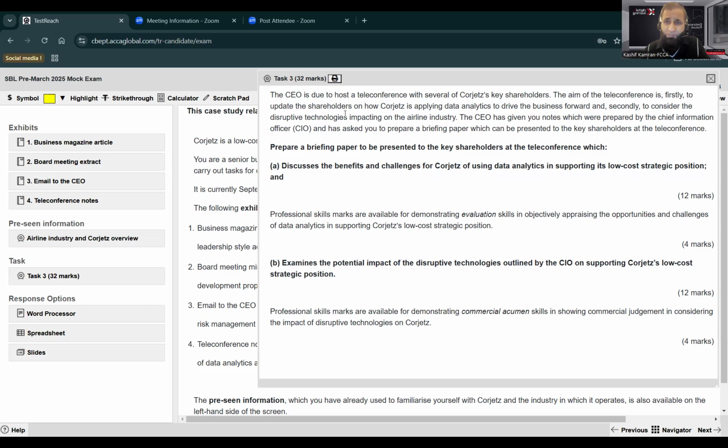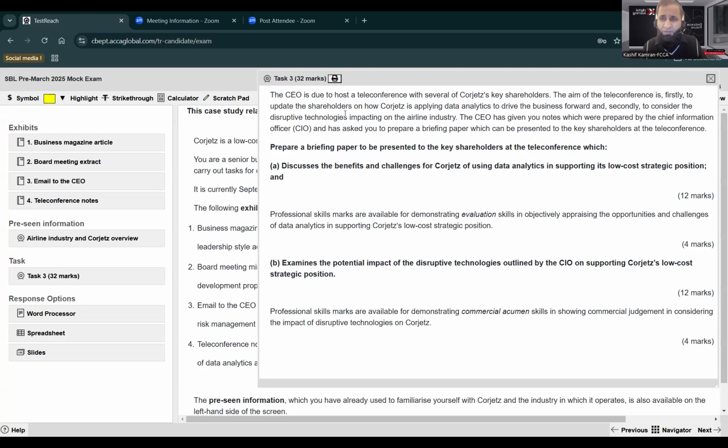The CEO has given you notes which were prepared by the Chief Information Officer, and you are a senior business analyst. So he has given notes to you, which he got from the CIO, and has asked you to prepare a briefing paper which can be presented to the shareholders at the teleconference. So you are writing this briefing paper to the shareholders as a senior business analyst.